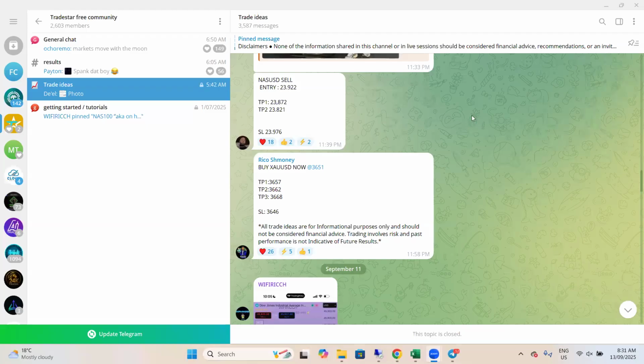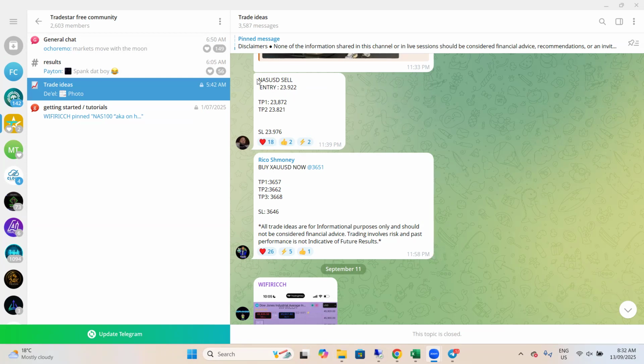Okay, it's really, really easy to place a trade idea on your phone. I am actually on my PC just to explain because it's bigger, right? But here you can see that the trade ID is called at 11:39. It says NAS USD sell. There's another one here 10 minutes later, around that time, and they say to buy XAU now.